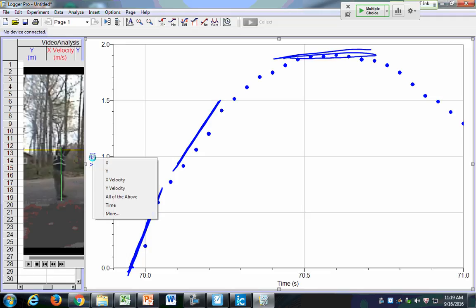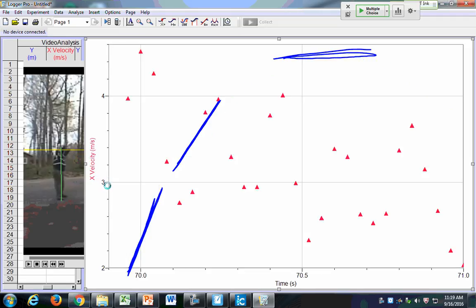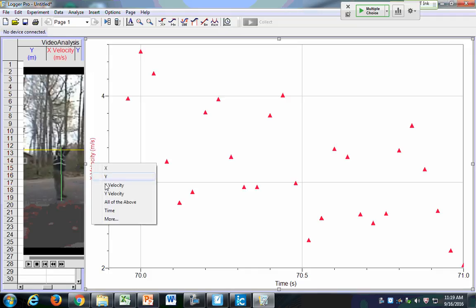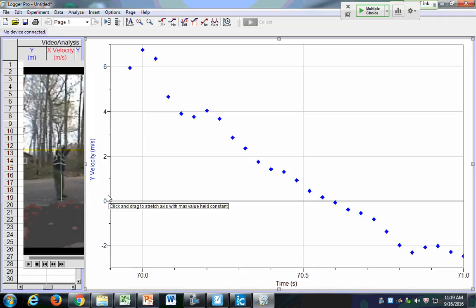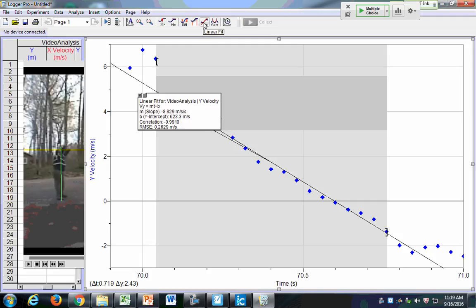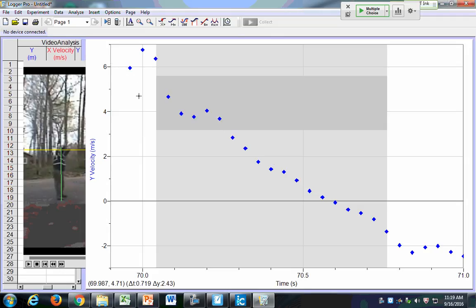We can look at the x velocity here, although it's mainly just scatter. And then the y velocity. This is a straight line. The slope of this line should be equal to, oh gosh, what should it be equal to? It should be equal to -10. It looks like I get it to be about -9, which is close. My scale is a little bit off.